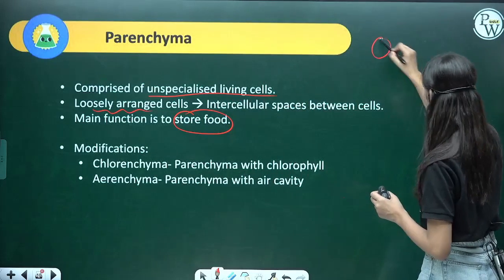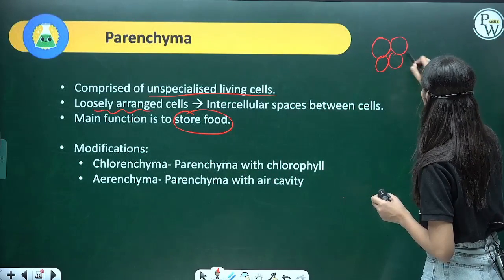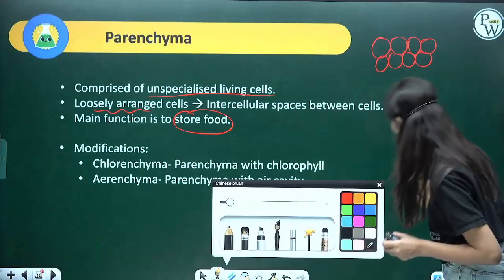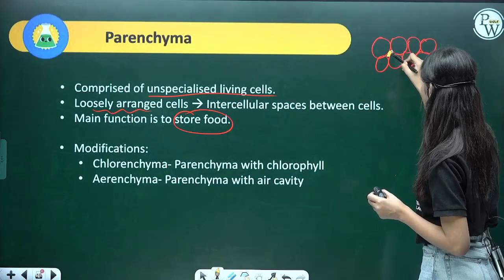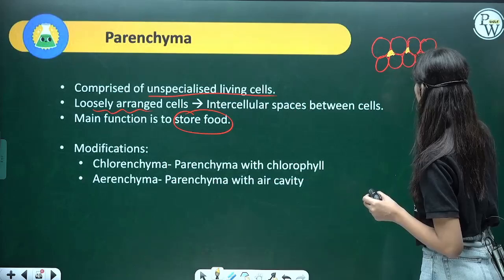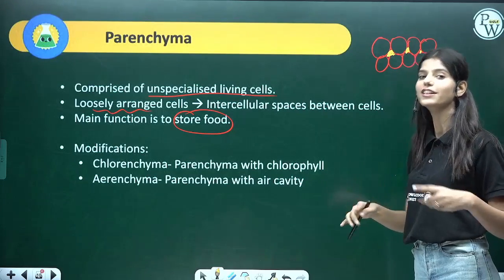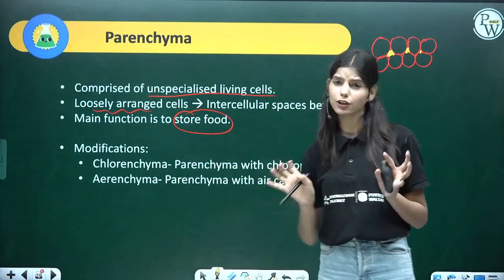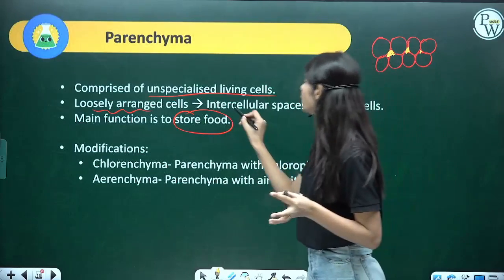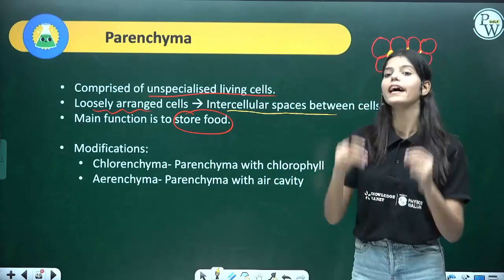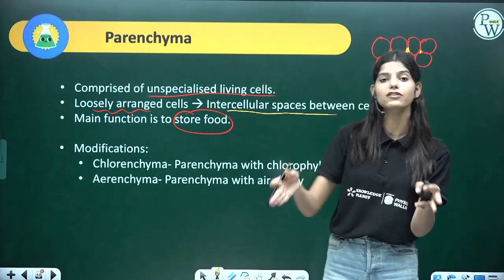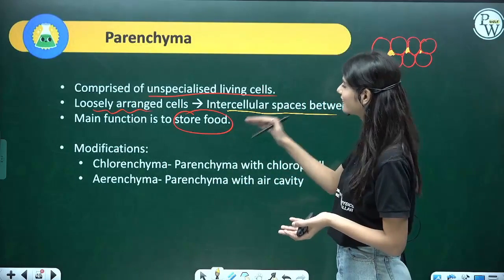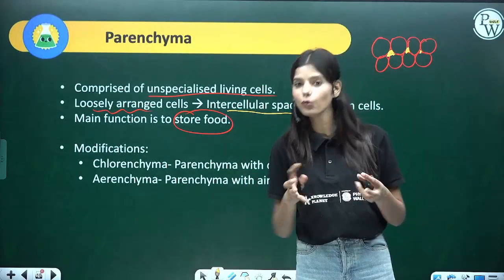So here if you see this diagram, you can actually see that these cells have some gaps between them. This particular gap is what we call intercellular spaces. So here you can understand, guys, cells of parenchyma are loosely arranged, they are not so tightly arranged, and the space present between the cells is called intercellular spaces. Inter means between, cellular means cells, and spaces means gap. So here we have intercellular spaces between the cells. Why? Because they are loosely arranged.